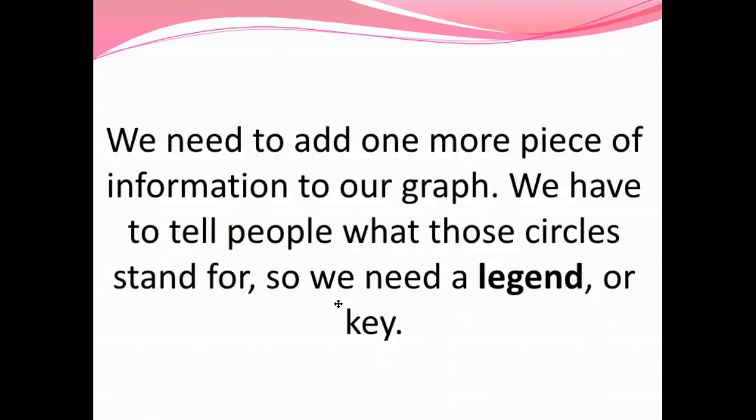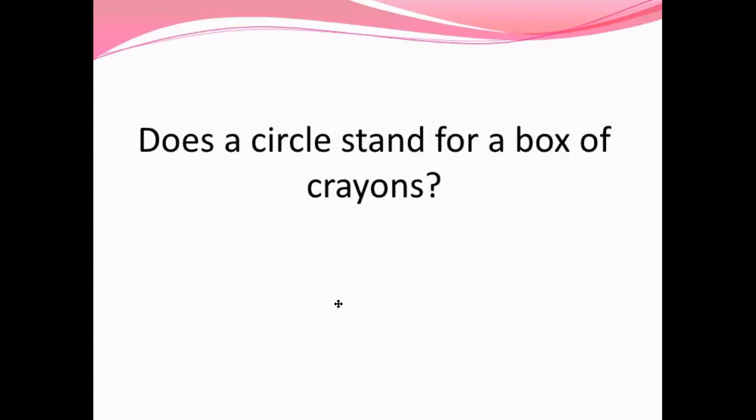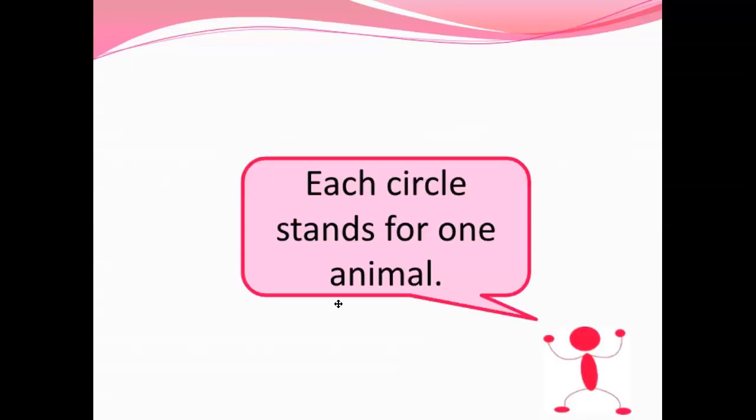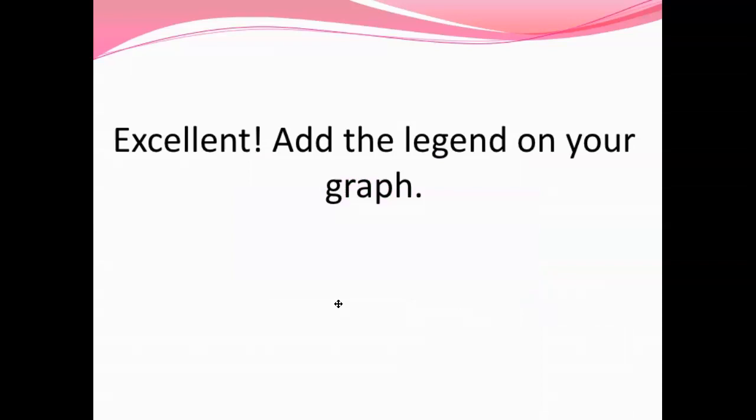Okay. We need to add one more piece of information to our graph. We have to tell people what those circles stand for. So usually that is called a legend or a key. It'll say a circle equals one animal. A circle doesn't stand for a box of crayons, does it? No, we want to make sure people understand exactly why we're drawing it. What does a circle represent? A circle stands for one animal.